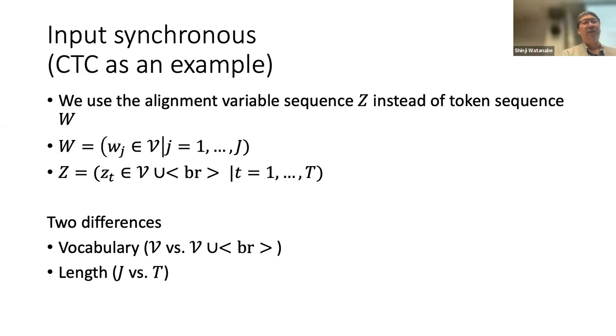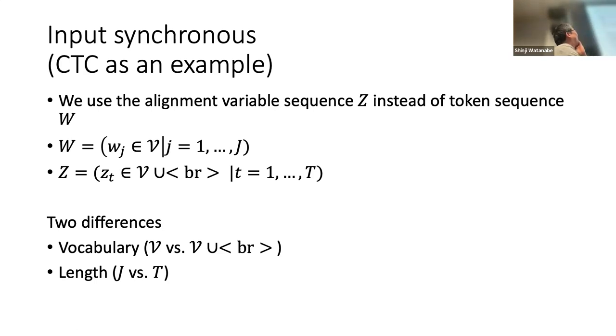So first, this is a recap review of our problem. CTC or HMM or RN transducer. RN transducer is a little bit different, so maybe I can discuss CTC, and this can also be applied to HMM. But we usually have the token sequence W, which we discussed in the output synchronous beam search. But we also have an additional variable, which is the alignment sequence, right? And there are two differences. I hope you can already understand it, but it's already written.